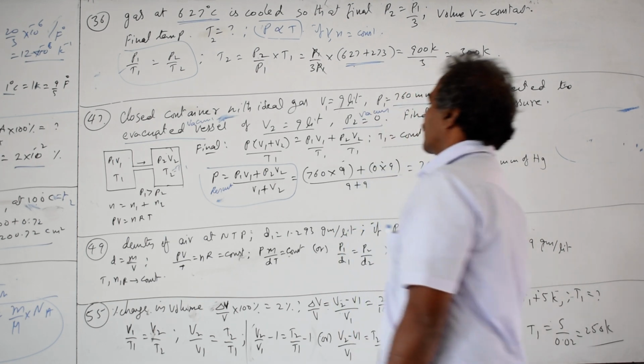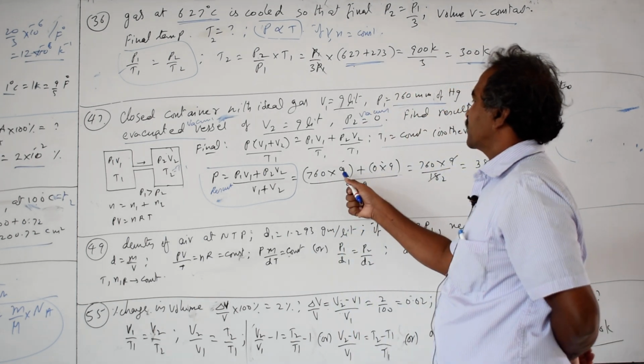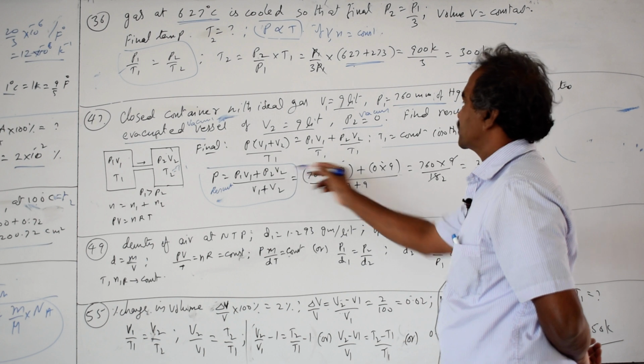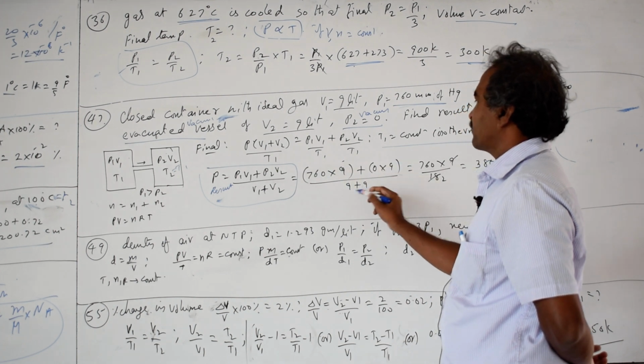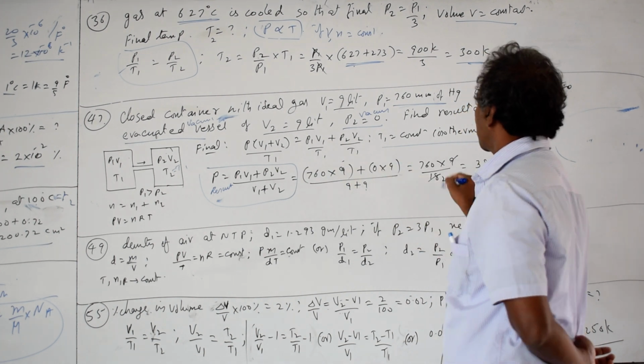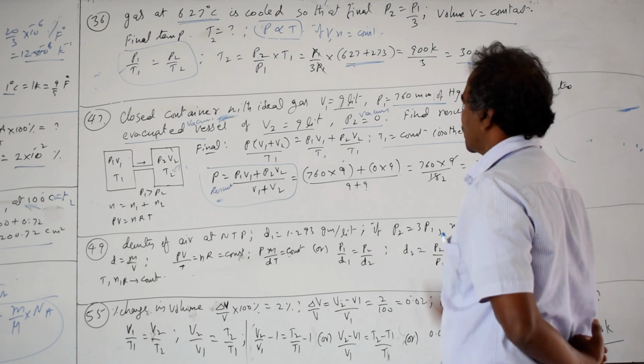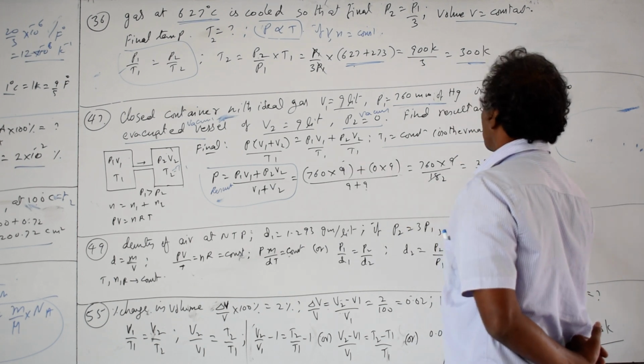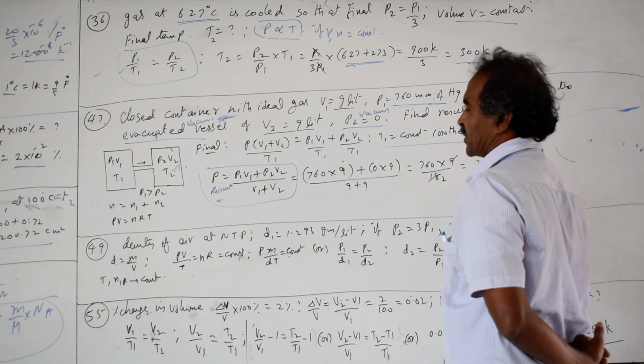Common pressure: 760 into 9 plus 0 into 9, by 9 plus 9, which is 18. So 9 by 18 is 1 by 2, and you will get the result 380. Use the same units that are given here. This is 1 atmosphere by 2, half an atmosphere.